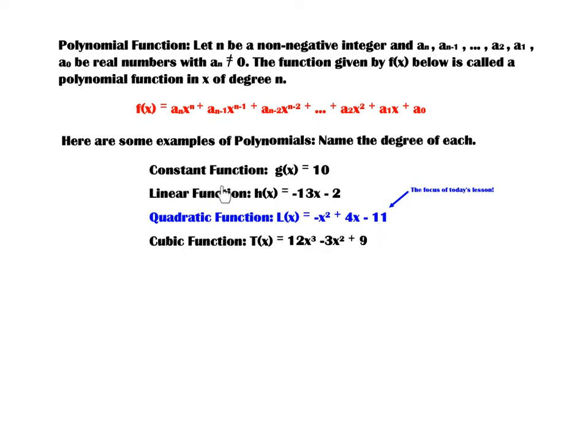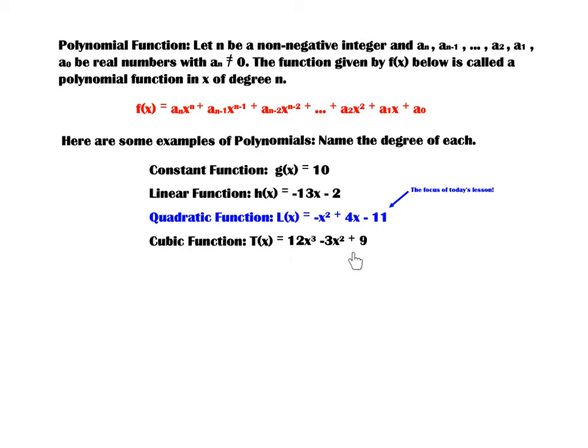Okay, you can see here I've got a constant function. This would be a function of degree 0. Okay, a linear function, which would be a function of degree 1. That's its highest powered term. This would be its leading term. The negative 13 would be its leading coefficient. Again, our quadratic L of x, which would be a quadratic function. Leading term, negative x squared. Leading coefficient, negative 1. And then t of x, which is a cubic function. Leading term, 12x cubed. Leading coefficient, 12.